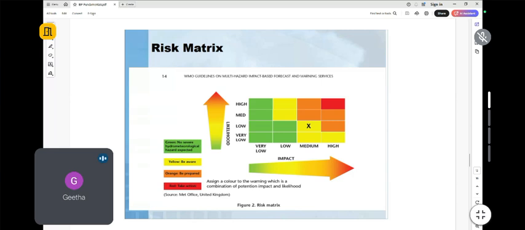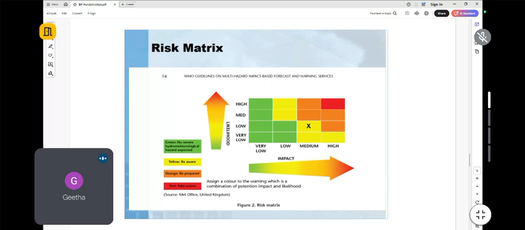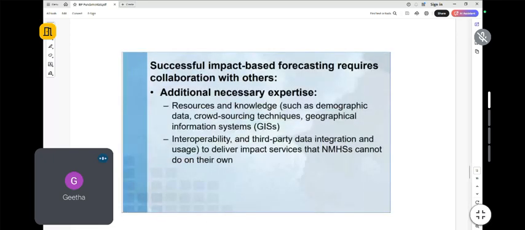Different heavy rainfall is one thing; the impacts are different. For different areas, the impact will be different. So we have to prepare the risk matrix for different areas, and then issue the warnings accordingly. But for this, we need to have a complete database of the particular area.